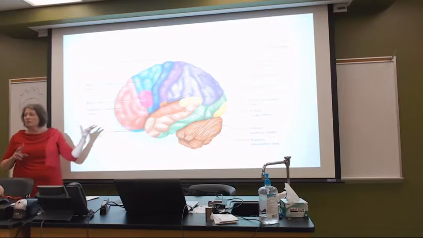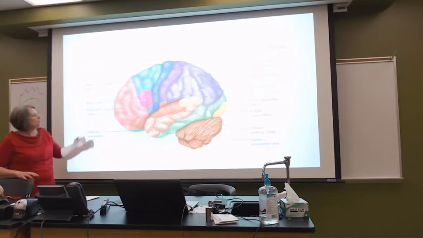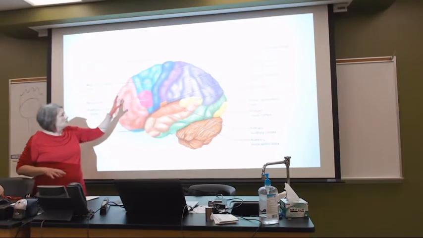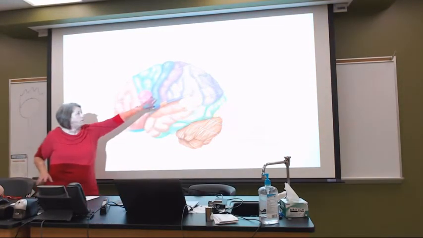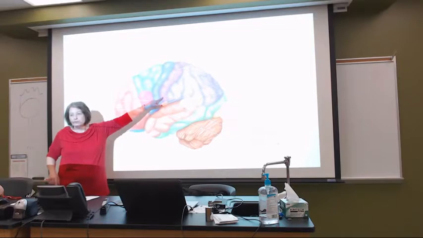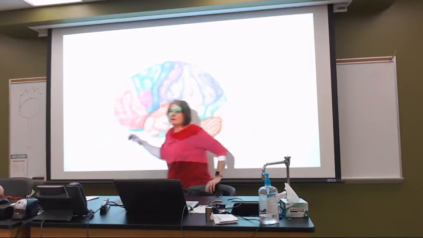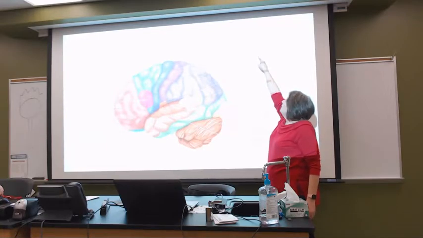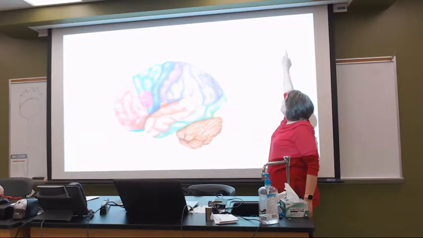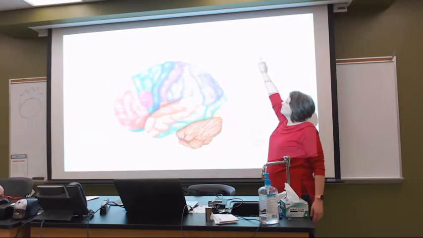Now, look at what they're trying to tell us. All right, frontal, parietal, temporal, occipital. You guys remember those gyri, pre and post? Now look at the terms. Primary somatosensory cortex.